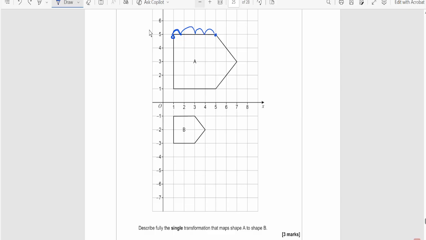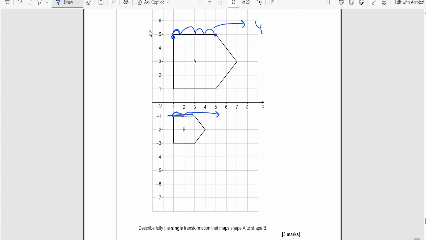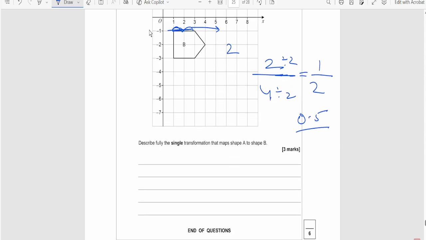Yeah. So this is my original length, which is 4. For the same side, what is the length for shape B? This length is 2. So if we divide new with original, 2 over 4, we get 1 half, which is 0.5. Or you can just write 1 half. No need to write in decimal, okay?